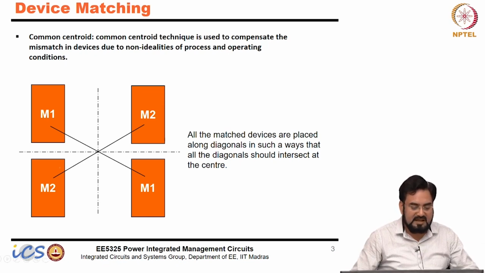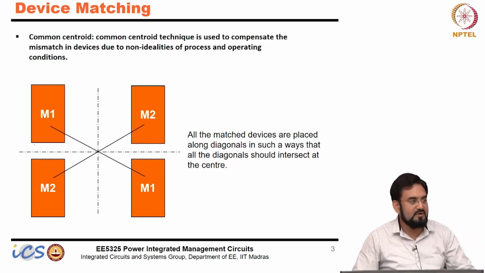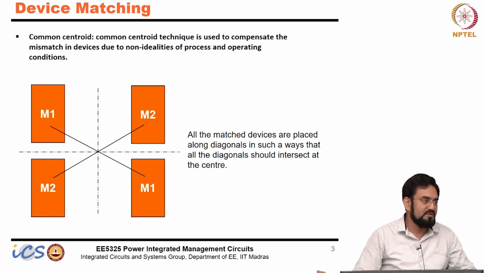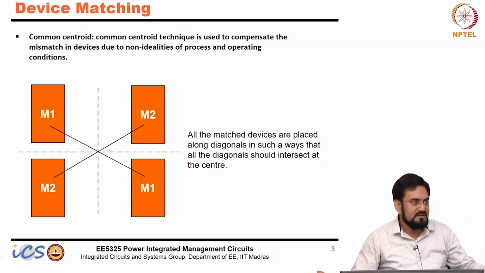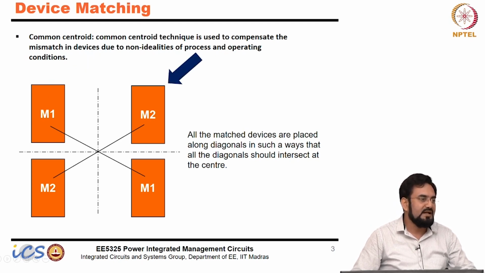Now let's say I use a single device M1 and M2. You place one on the left hand side, the other on the right hand side. They will see different conditions, because the temperature here might be different than here, or when the oxides and other diffusions are grown, they have some gradient. So the thickness of oxide looking at M1 might be different looking at M2. If you consider a linear variation going from left to right, going downwards, the thickness here might be more compared to this, and your VT will change.